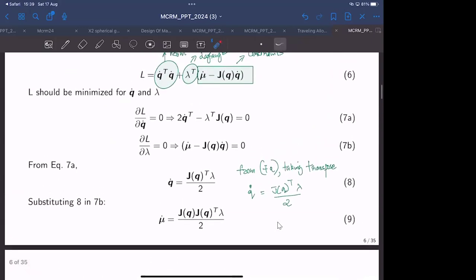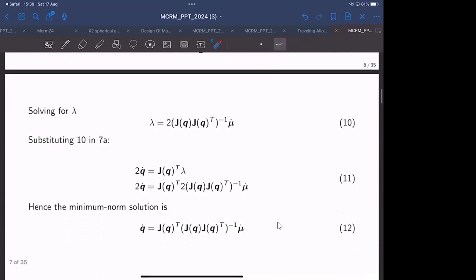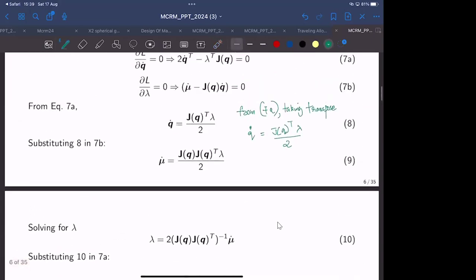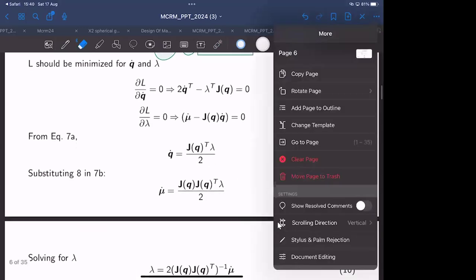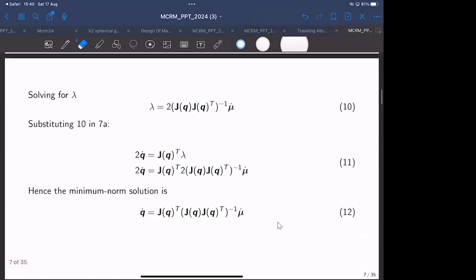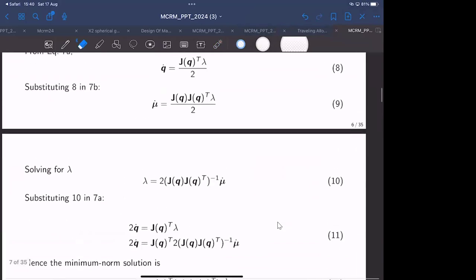J F2 times lambda. I think I may have done this in the wrong order of this equation. So let me try this in a different way, just to make it more clear. I think it's better if I add a page, if that is possible. Okay, so I'll simply write converting 7b directly.